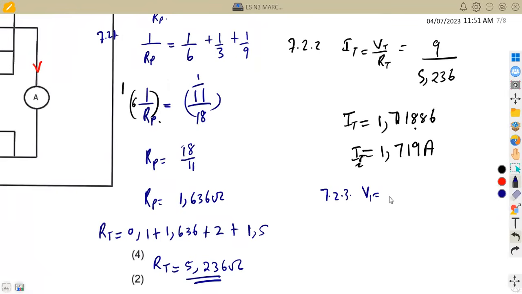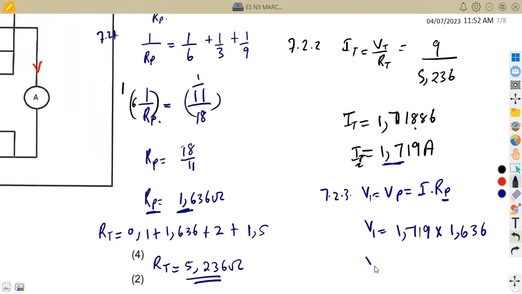So V1 is equal to VP, which is the total current times RP. The total current, we calculated it now, it's 1,719 times the total resistance for the parallel combination, which is our RP, which was 1,636. If we multiply these together, we obtain 2,812 volts. That was our V1. All right, what about V2?